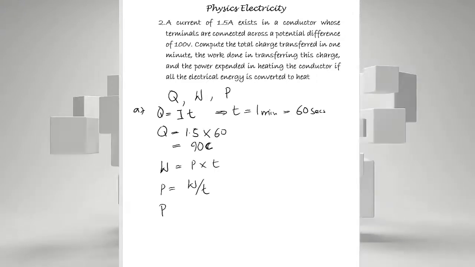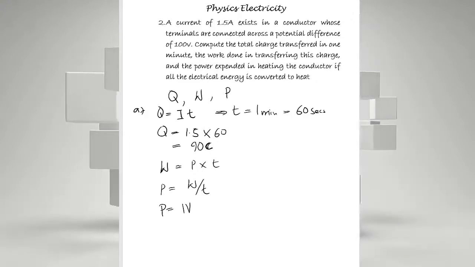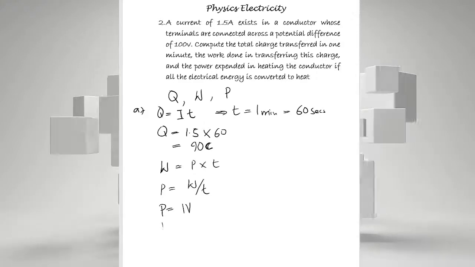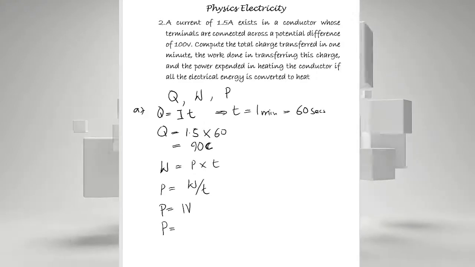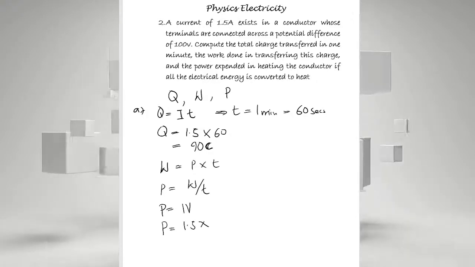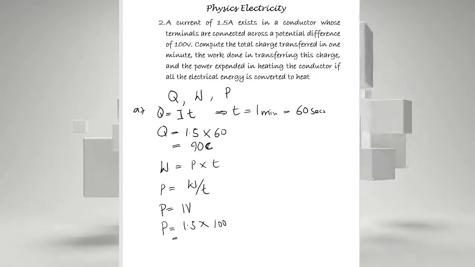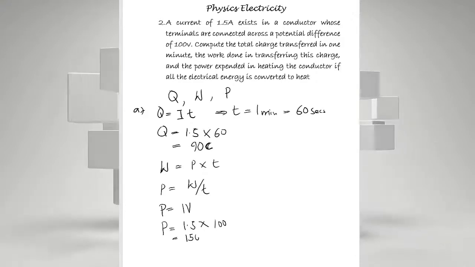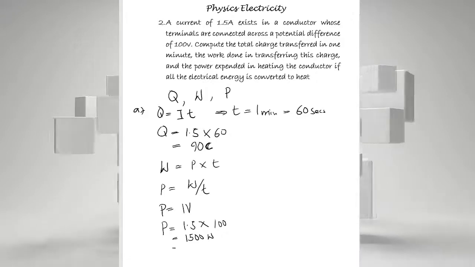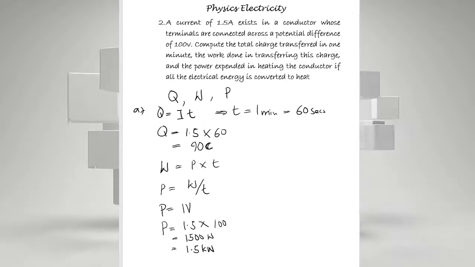So with that in mind, I would like to work for power first, and P is equal to IV. We know what our I is, and we know what our V is. So P is equal to I is 1.5, and then V is 100. So our power is going to be equal to 1,500 watts. And we can write that as 1.5 kilowatts.